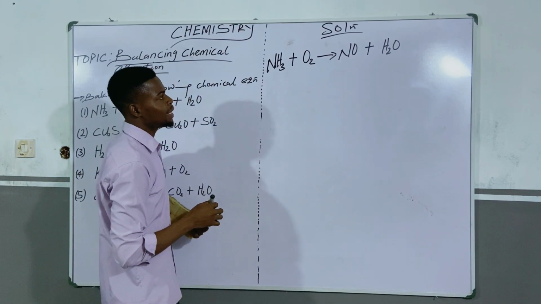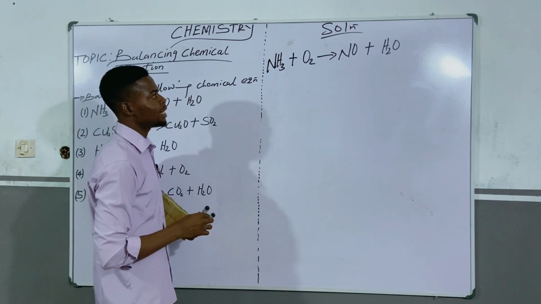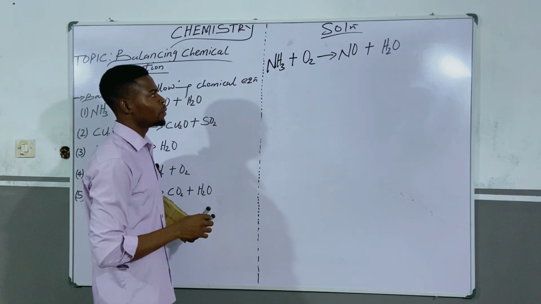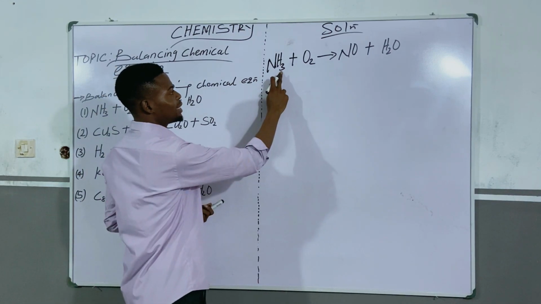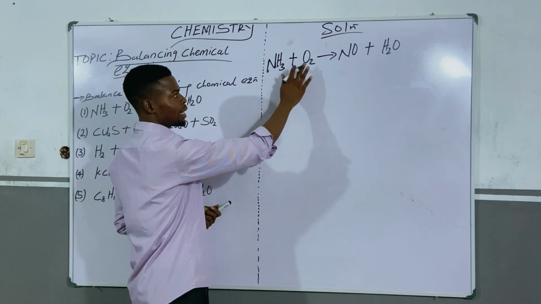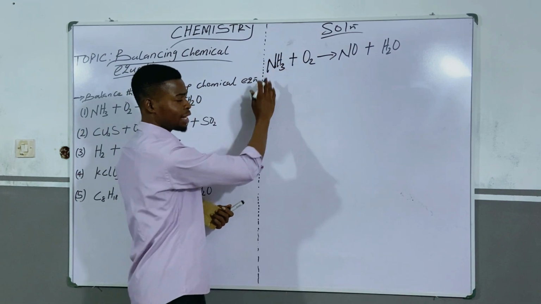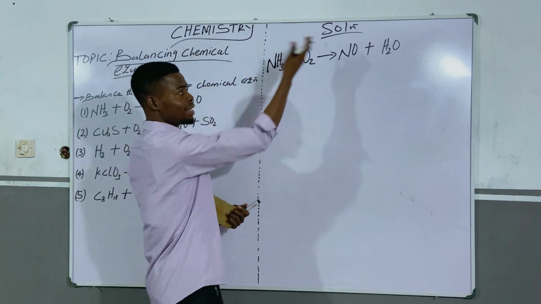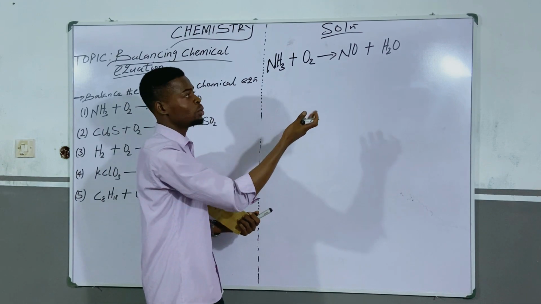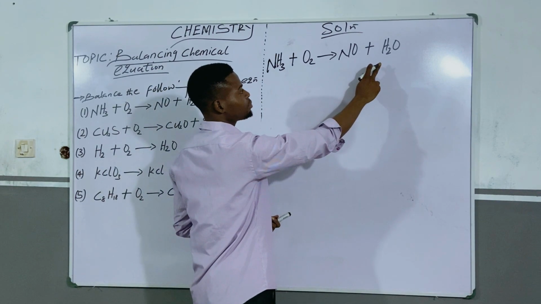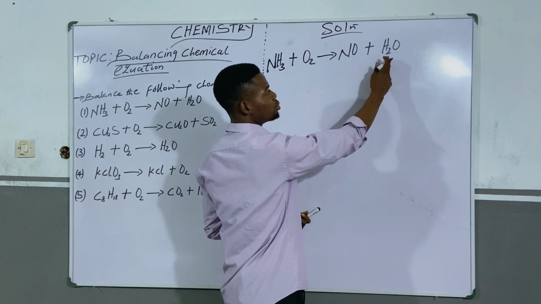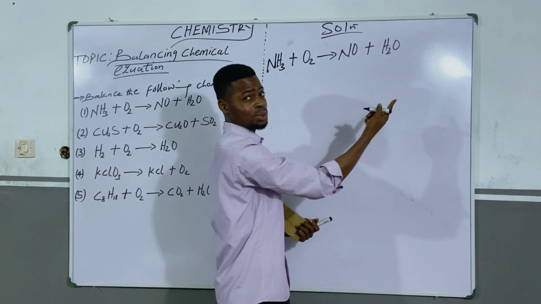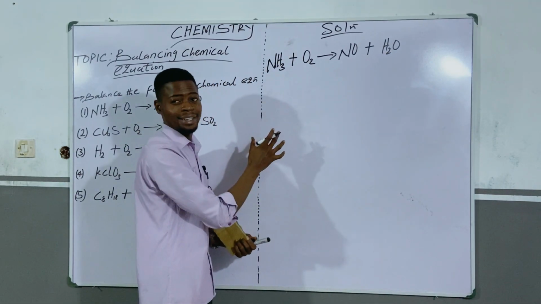Then let's check the next element. The next element here is hydrogen. Okay, we have three hydrogen here, and we don't have any other hydrogen, so we have three hydrogen as the reactants. Let's check the products to see the number of hydrogen we have. We have 2. That is 2 times 1 is 2. So we have 2 here and we have 3 here.